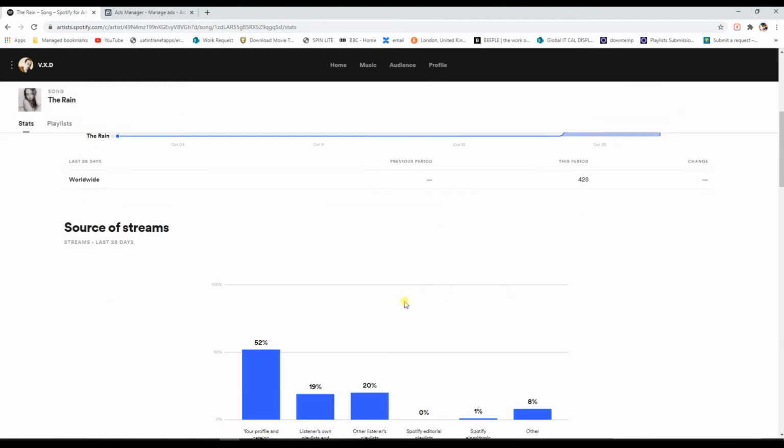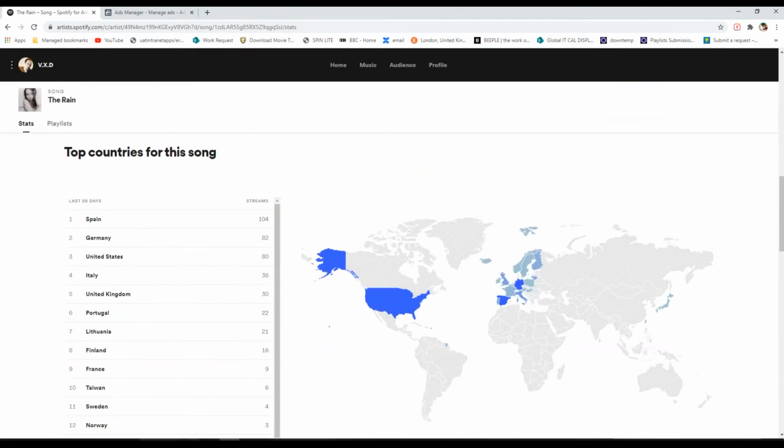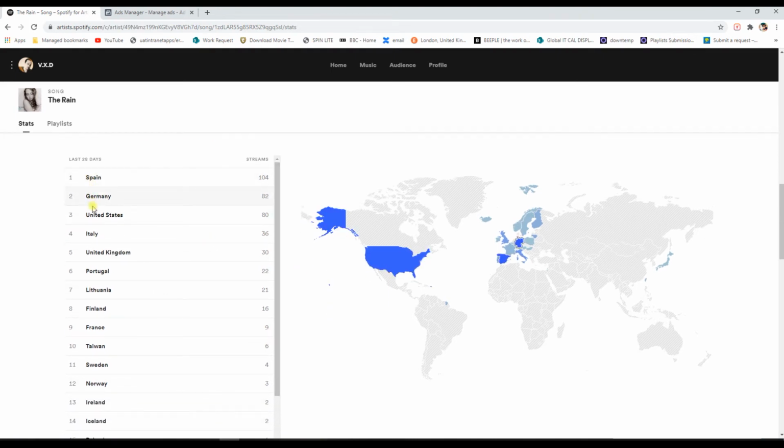So if you look at the statistics for my most recent song, okay, Spain's getting the most streams, but it's kind of spread out a little bit. So Germany, United States, UK, Finland, so the streams are spread out, which is nice. I'm not exactly sure why Spain is doing the best.